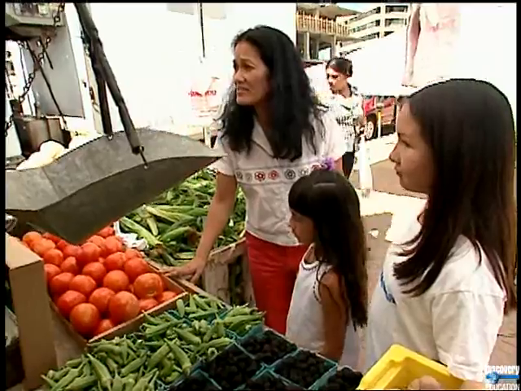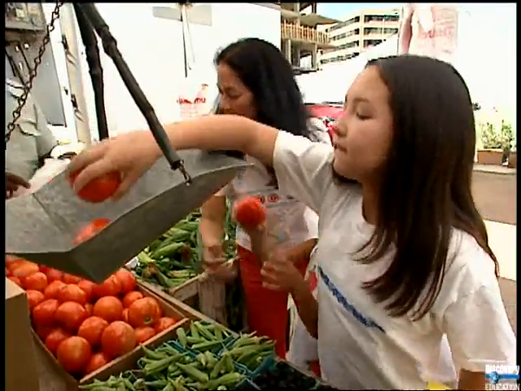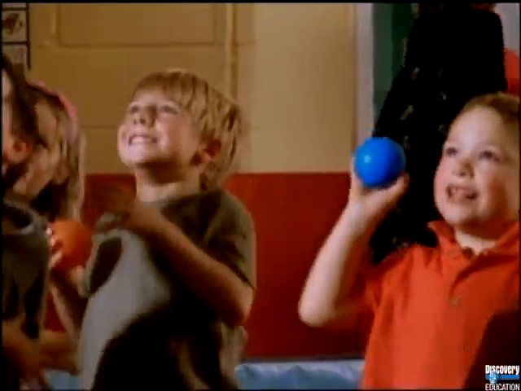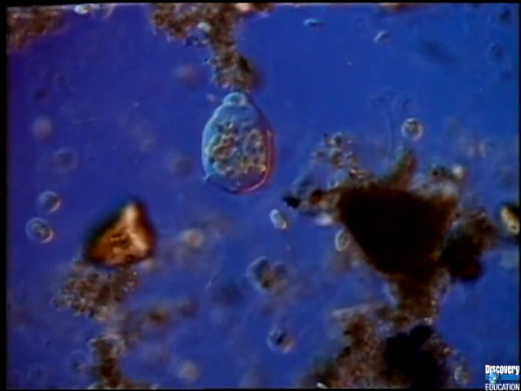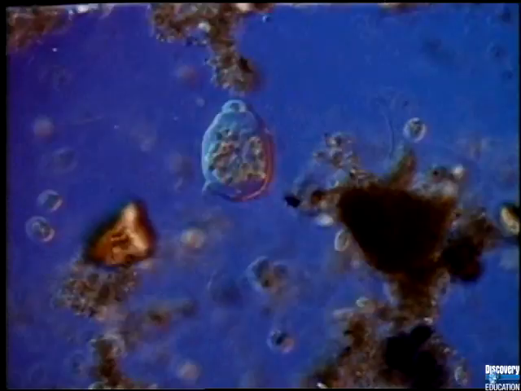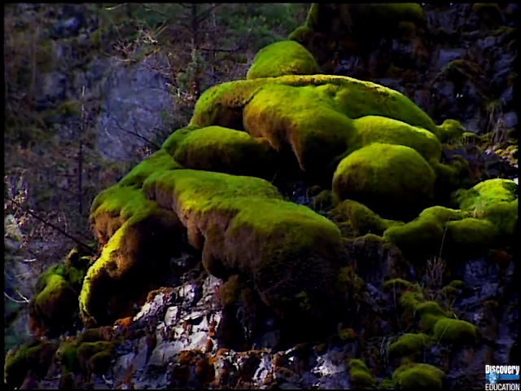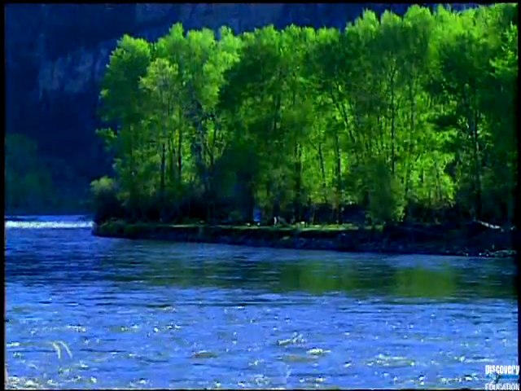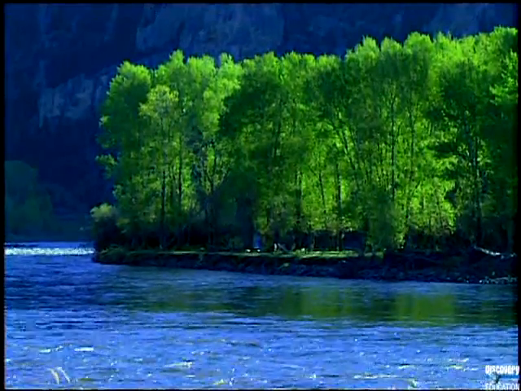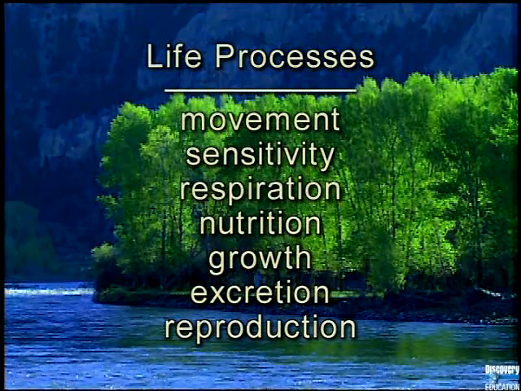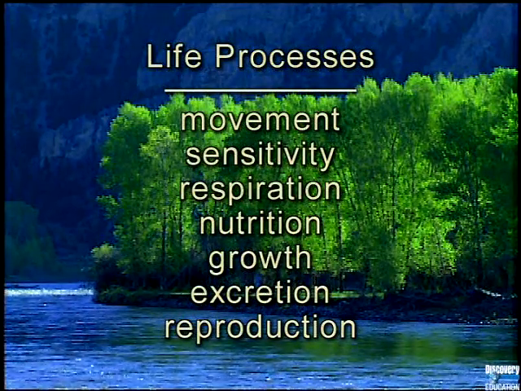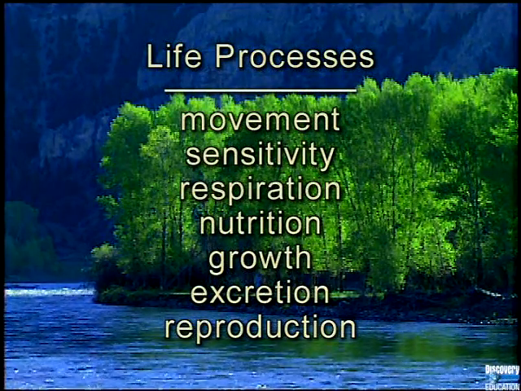Humans and other animals have basic needs such as eating, breathing, and growing. So, in fact, do all living things. Animals, plants, fungi, algae, bacteria, and protozoa are defined as living because they can perform the functions or processes necessary for life. There are 7 key life processes: movement, sensitivity, respiration, nutrition, growth, excretion, and reproduction.